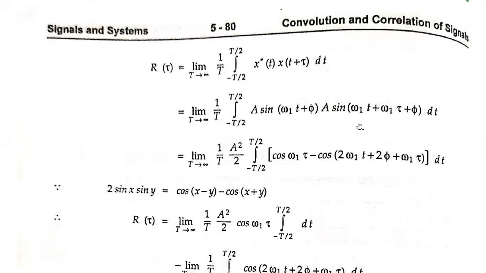And then we have the formula for sin A sin B. You see here the formula 2 sin A sin B. You just multiply the numerator and denominator by 2. So we can write 2 sin A sin B is equal to cos(A minus B) minus cos(A plus B). That's why in the denominator we are going to get 2. And there is A into A, A square, which you can write outside, and the integral from minus T by 2 to plus T by 2 of cos(A minus B) minus cos(A plus B).